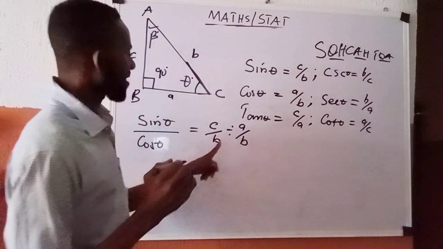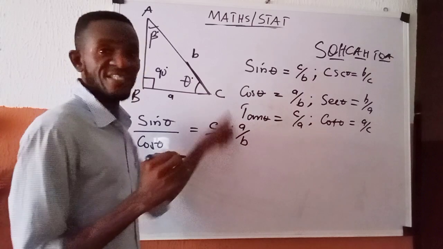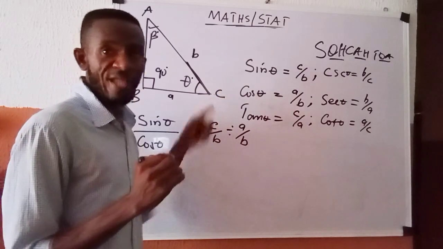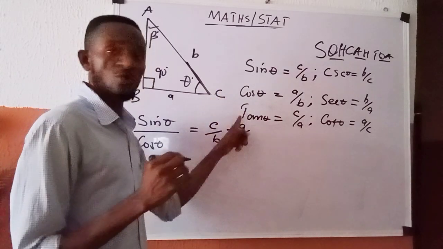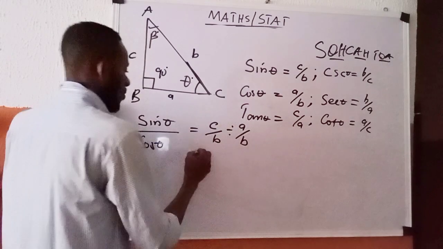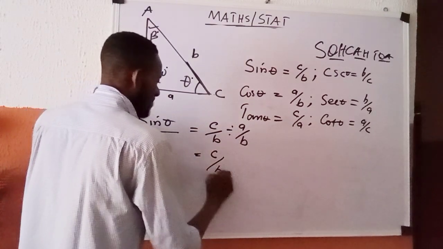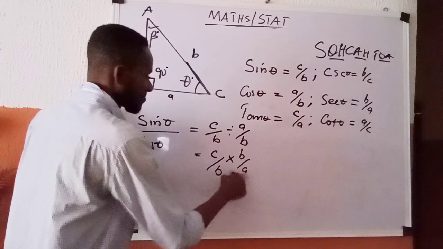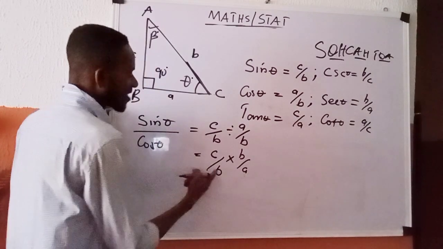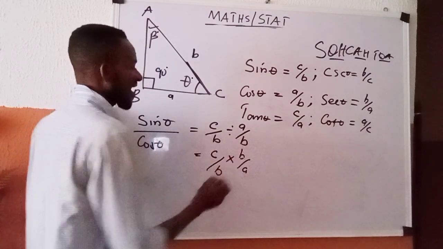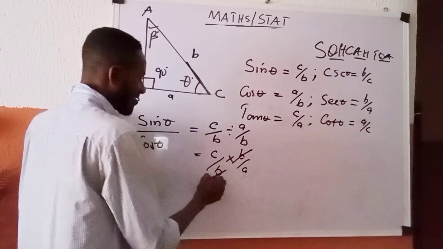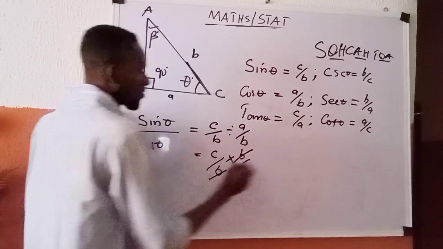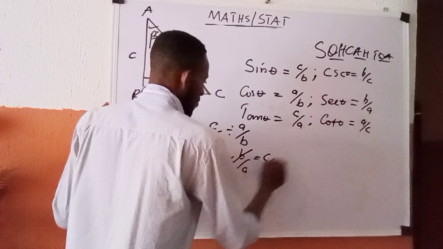Of course, in mathematics, when this division sign changes to multiplication sign, this B goes up and this A comes down. And what I have becomes C all over B multiplied by B all over A. There is B here and there is B here, so they can cancel. I'll cancel this and cancel this. What is remaining is C over A. So this is equal to C all over A.